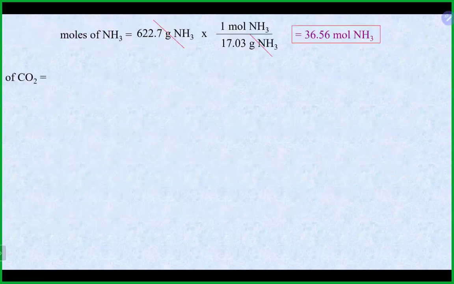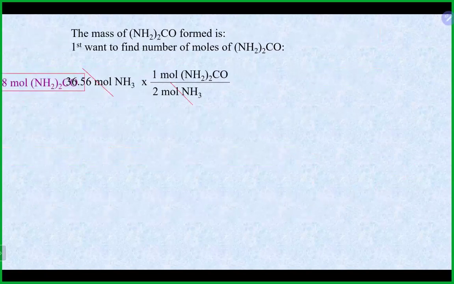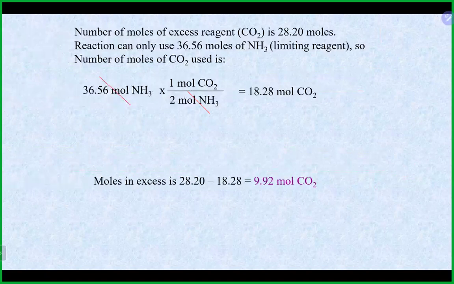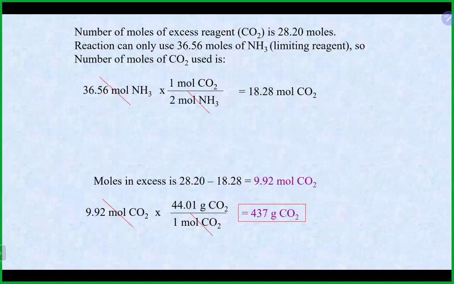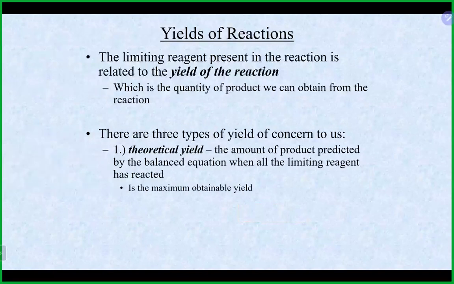So speaking of yields, let's actually talk officially here about the different types of yields. And obviously here we could also figure out how much of the excess reagent is left over by subtracting, and that'll give us our moles, and our molar mass there would give us 437 grams of that CO2 would be left over. All right. So when we talk about yields, there's 3 types of yields that we look at in a reaction.